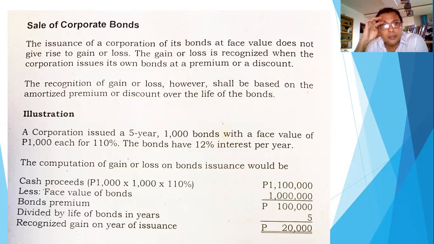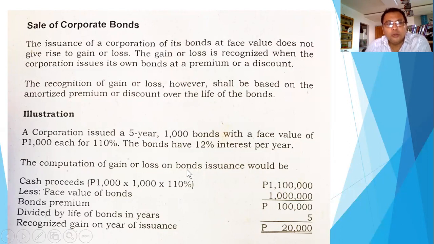And on the part of the private person, he earns interest, no? Because bonds should earn interest. So, for example, a corporation issued 1,000 bonds with a face value of 1,000 pesos each, for 5 years, at 110%. So the bonds have 12% interest per year. It's a very high interest. Usually the bonds only have like 4%.